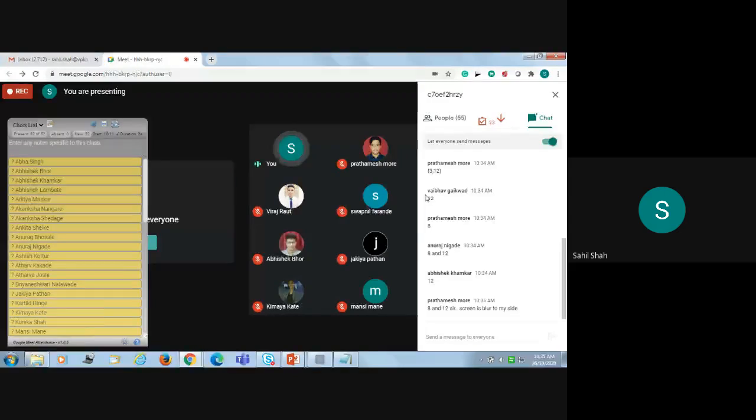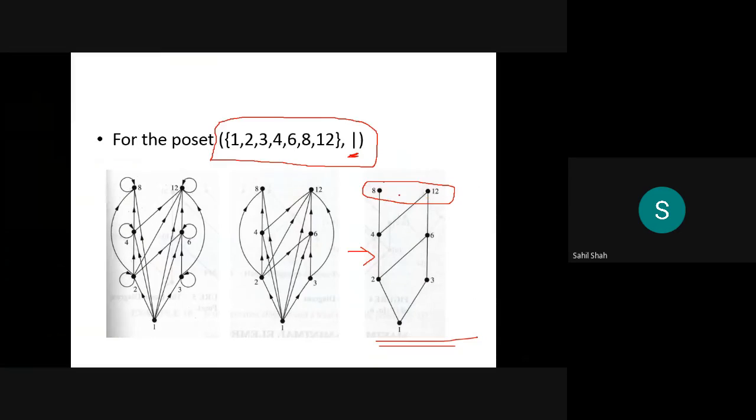Those who are saying only 12, see, there is no relationship between 8 and 12. You cannot compare 8 and 12 for this example. Hence, both are lying at the same level. Hence, both are maximal elements.